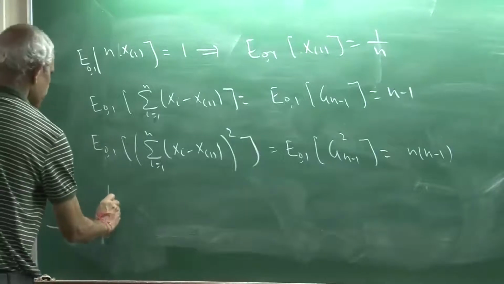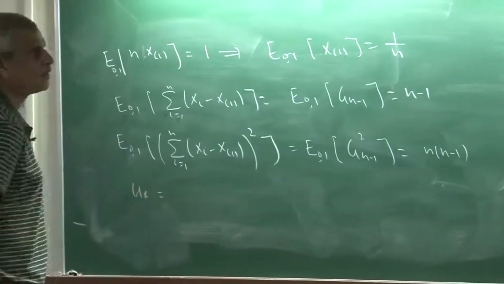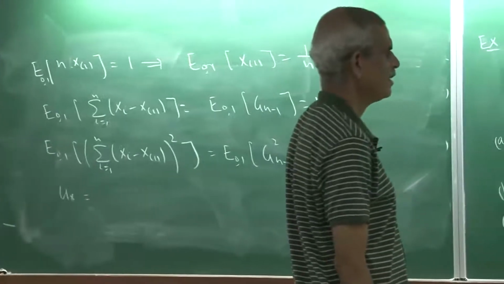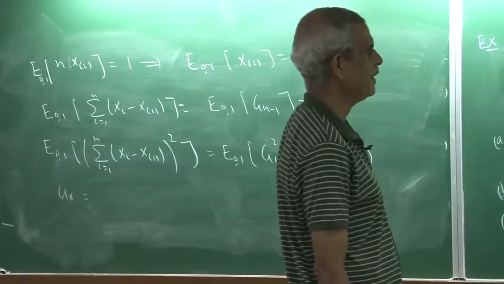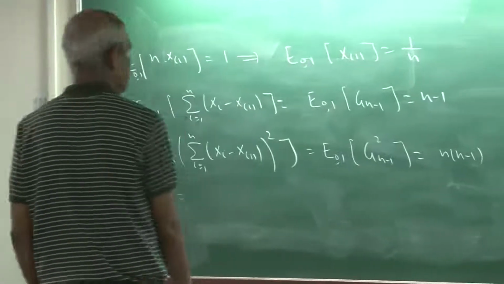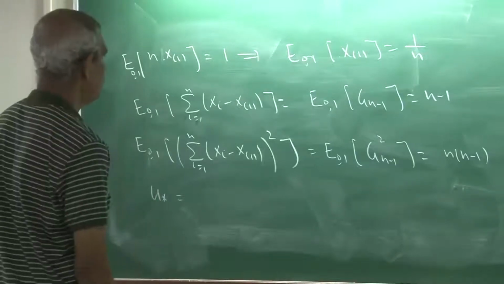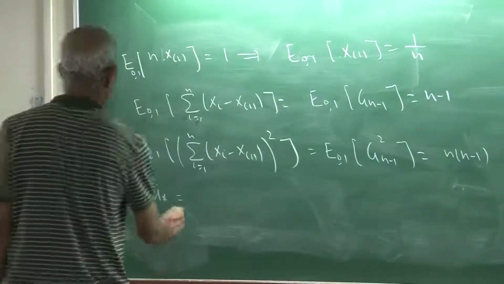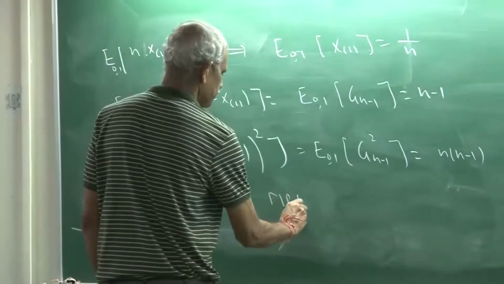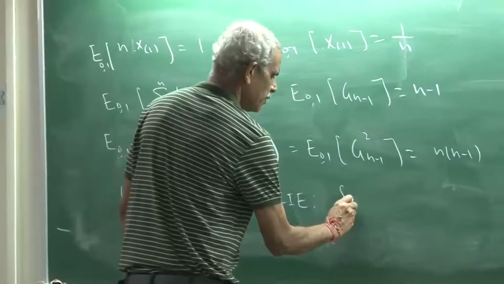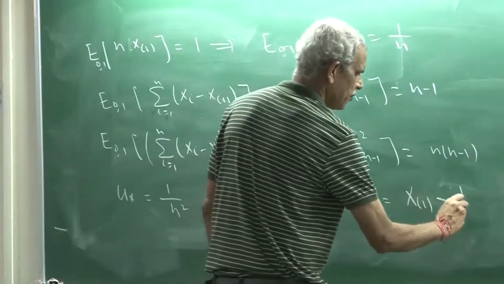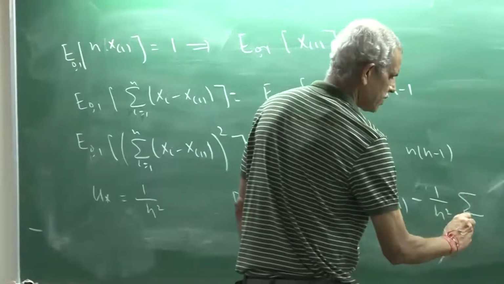So, U star which you get, actually, yeah, U star is nothing but how much? 1 upon n and 1 upon n square. So, what is your MRIE? Which is x1 minus 1 upon n square, summation i equals 1 to n.